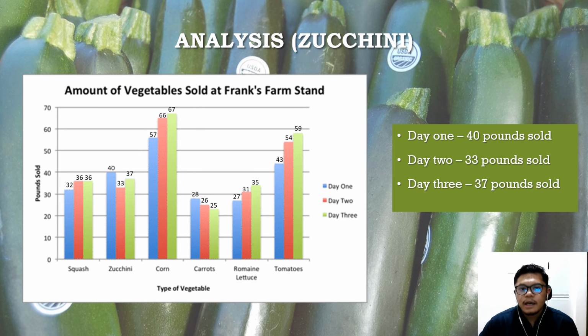Now, let's look at the zucchini data. The highest amount of zucchini sold was 40 pounds on day 1. Then, the amount of zucchini sold decreased by 7 pounds on day 2, which makes it the lowest amount sold for zucchini. On day 3, the amount of zucchini sold increased slightly by 4 pounds.